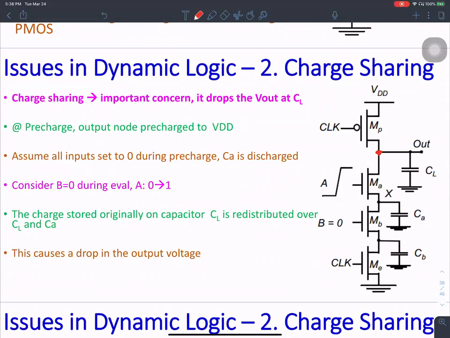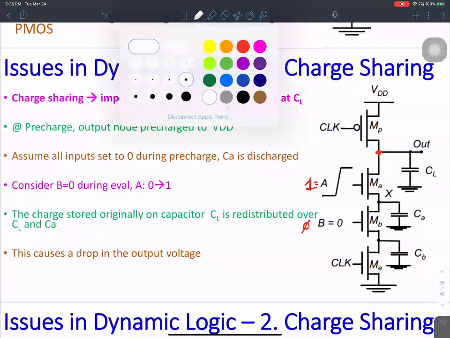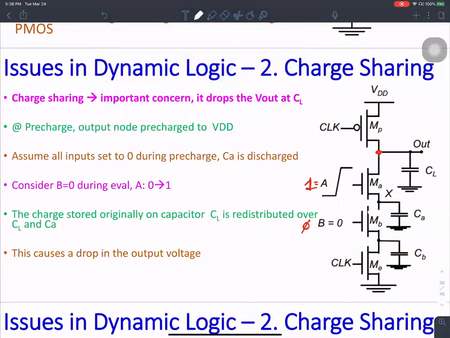Let's say I have a two input logic where A is 1 and B is 0. Because B is 0, let's pay careful attention. The transistor B is going to be off. Because transistor B is off, the output is not connected to ground.